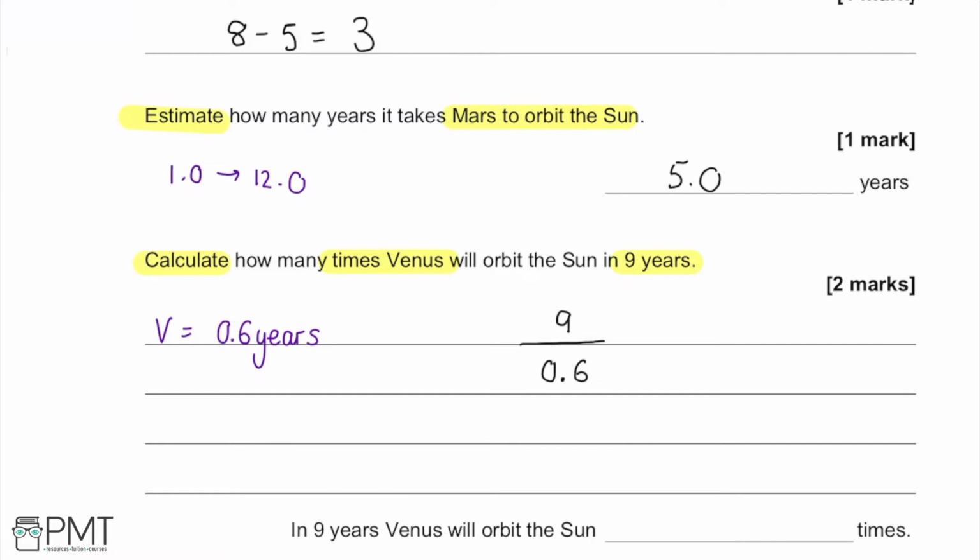So how many 0.6s will go into the 9, and then that's going to give us the number of times that Venus can orbit the Sun in the 9 years if it takes 0.6 years each time to orbit the Sun. So we can do 9 divided by 0.6, and that's going to give us a round answer of 15 times. So I can just put that in the box there, and then that question is finished.